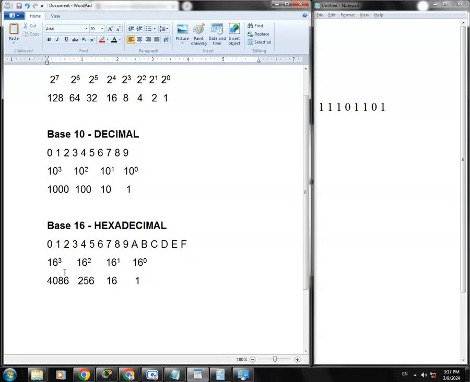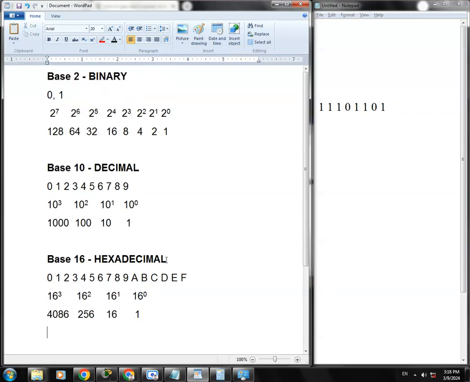If it's 16 raised to 0, it's 1, and then 16 raised to 1 is 16, and 16 raised to 2 is 256, and 16 raised to 3 is 4096. So 16 times 16 times 16 is 4096. And now our goal is to convert binary to decimal and then decimal to hexadecimal.